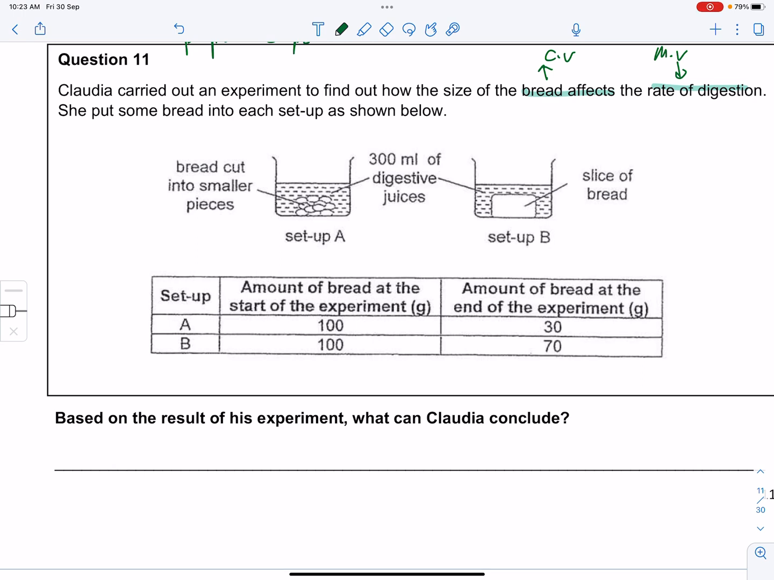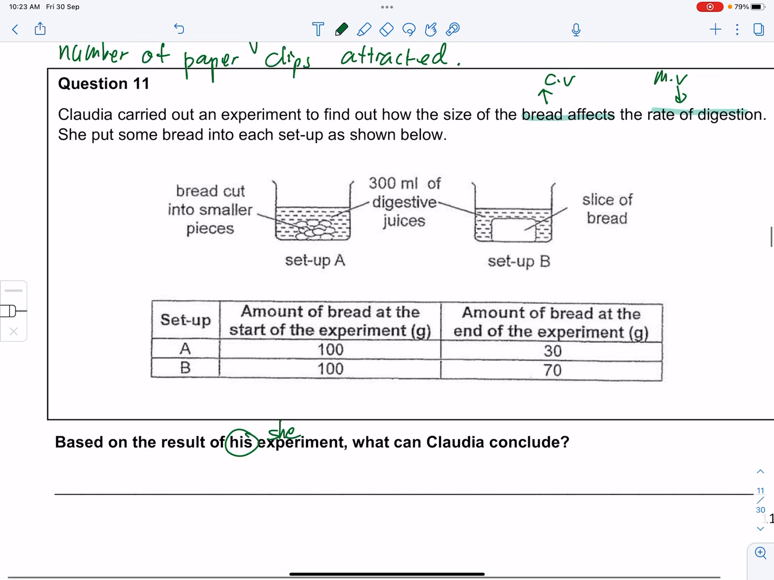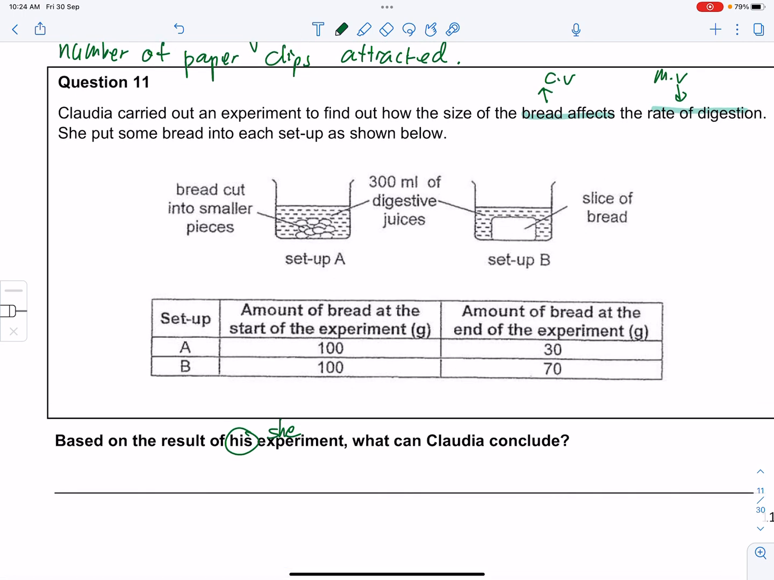I believe this should be a she. Change this to a she. Okay. So what is the change variable here is the size. Can you see? So this is the change variable. So this is actually smaller, and this is actually bigger.